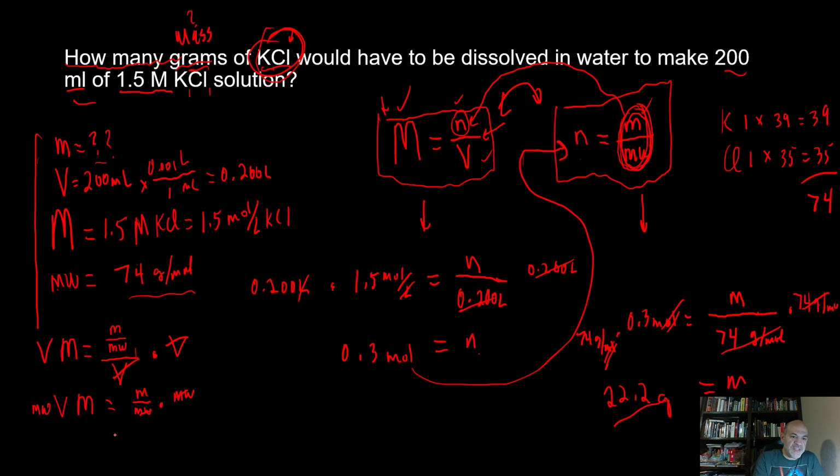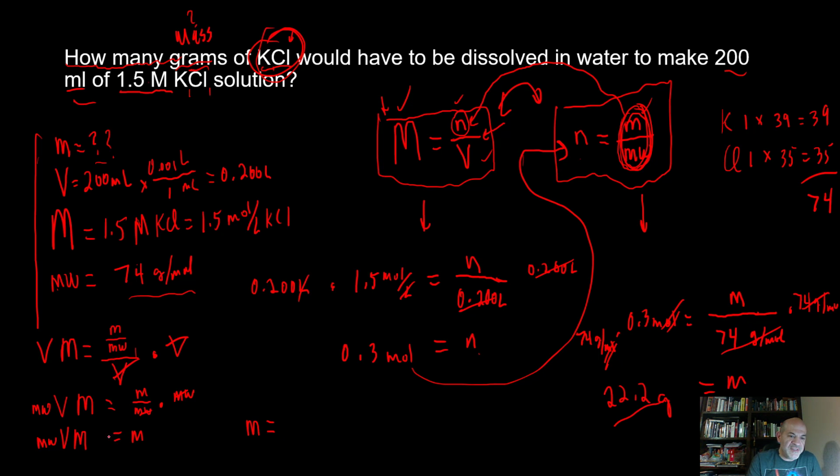And that cancels, and there's your one equation that's going to solve it for us. So we take the molecular weight, multiply it by the volume and by the molarity, that would give us the mass we need to make the solution. Let's see if that works. Let's see if we get the same answer here.